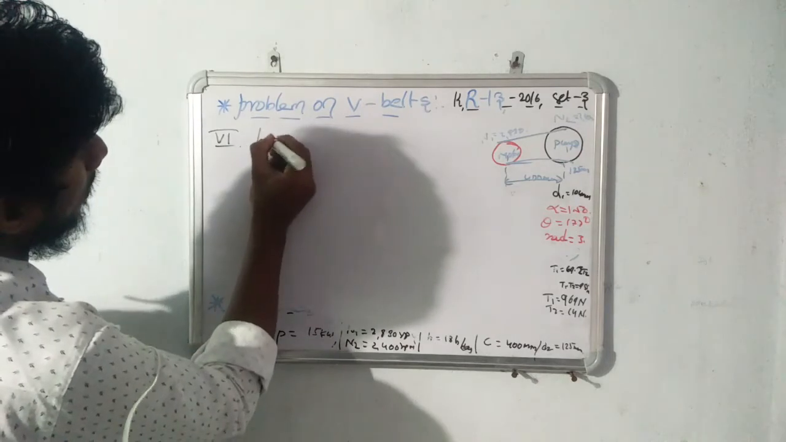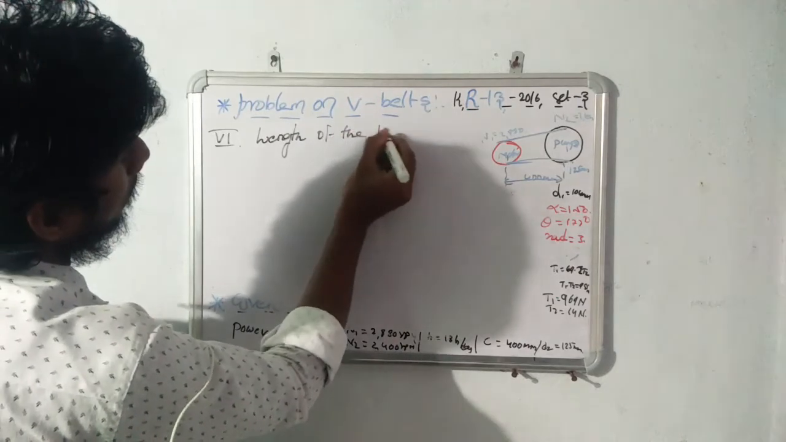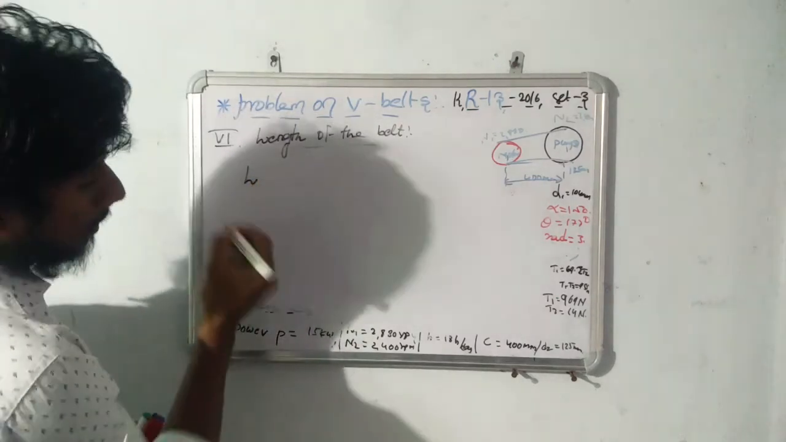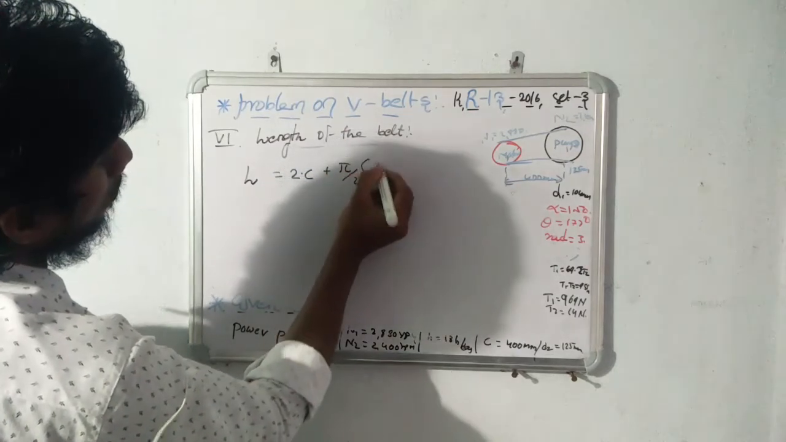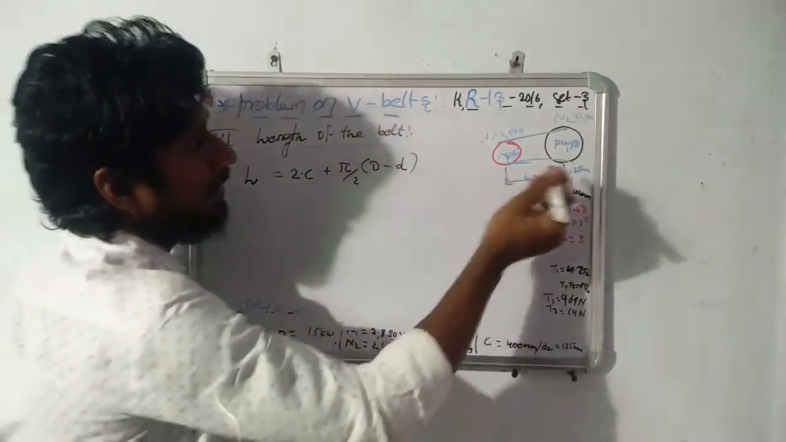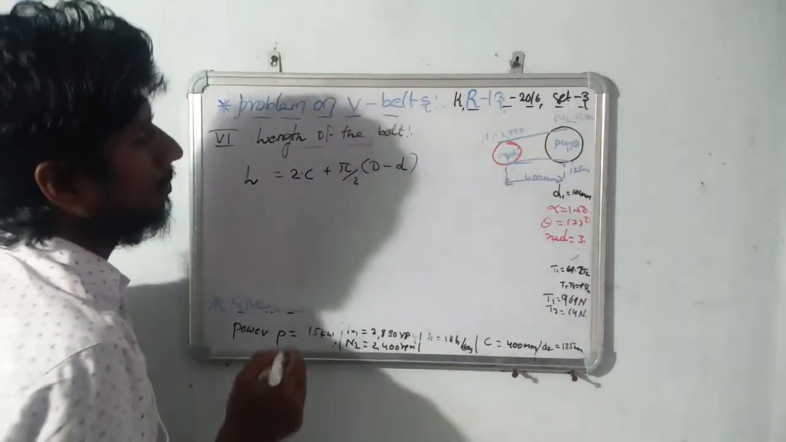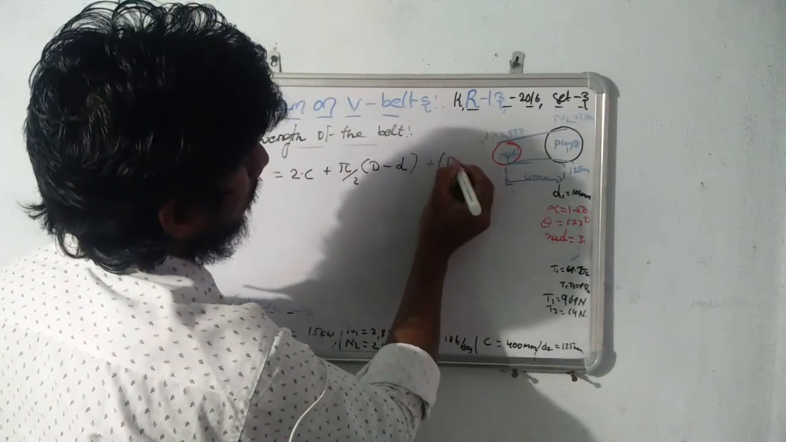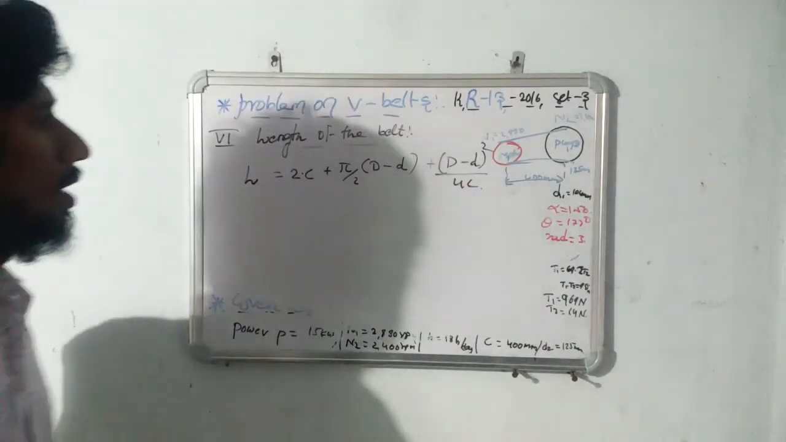I think it is the final step here. Length of the belt. It is indicated by capital L, that is equal to 2 into C plus pi by 2 into (D minus small d), where capital D is nothing but the pump diameter and small d is the motor diameter, plus (D minus small d) whole square by 4C. So this is the formula to find the length of the belt.